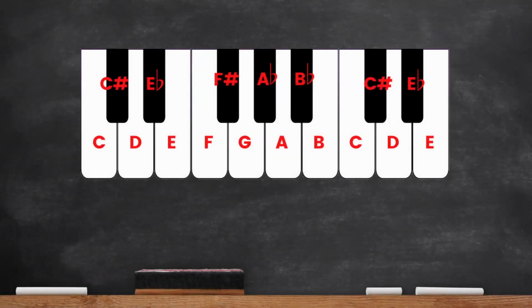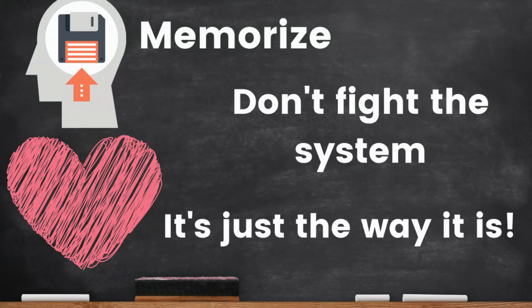On the piano, the unnatural notes, the flats and sharps, are all on the black keys. Now I want you to notice that B and C and E and F don't have one of those unnatural notes between them. This is not a mistake, at least not on my part this time. It's just the way it is, so memorize that and don't fight it, and life will be easier for all of us.